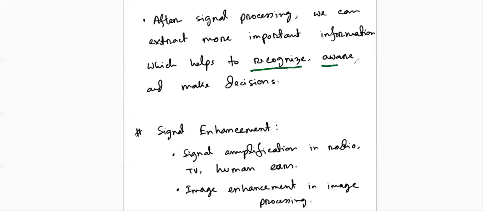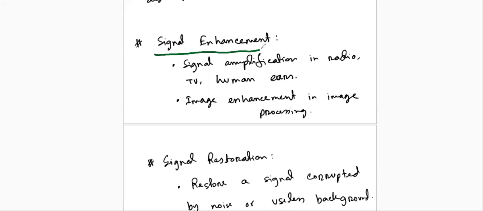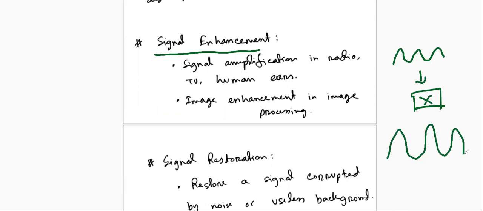You can become aware of the situation, as I have already mentioned, like with radar. By using radar, you can do those things as well. Now, one by one, what is signal enhancement? From the name, you can understand: signal amplification in radio, TV signals, even for the human ear. Let's say the radio signal amplitude is very low. You put it through a device, and after that the signal is very high. This amplification is called enhancement.